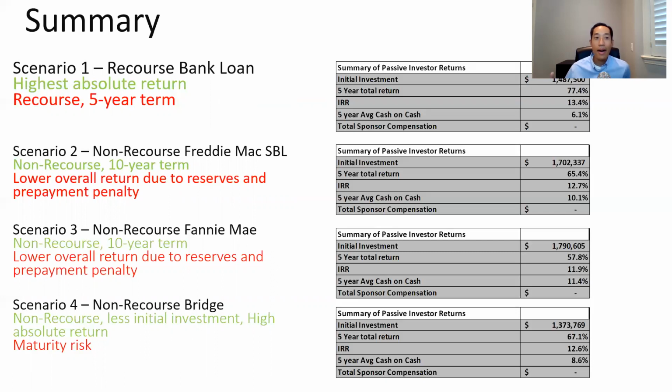And so it's your choice, right? If you're comfortable with the maturity risk on scenarios, the recourse bank loan or the non-recourse bridge, you can achieve higher returns. But if you're more conservative and want to go with a longer term loan and just pay the prepayment penalty and not take the maturity risk, then non-recourse Freddie Mac SBL or non-recourse Fannie Mae will probably work better for you and your investors.